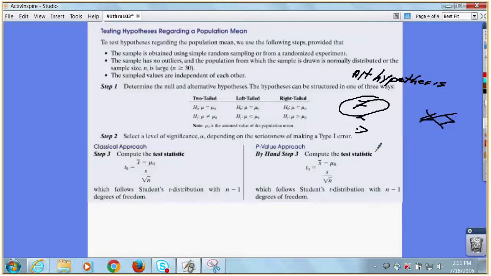So with your alternative hypothesis, you're either going to have an equal sign with a slash through it, meaning not equal. You're going to have a less than, or you're going to have a greater than. Now, the good thing is your null hypothesis is always going to be the same. I'm just going to put HYP, okay? It's always going to be equals. Okay, so these are your null hypothesis.